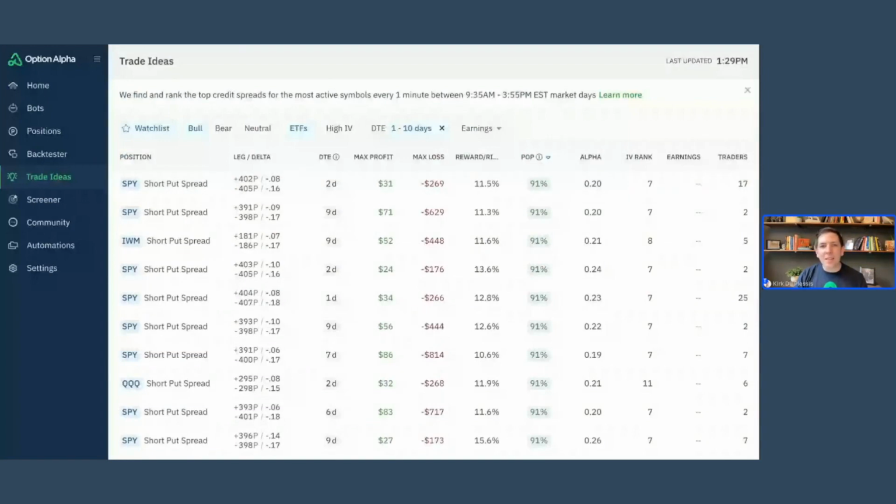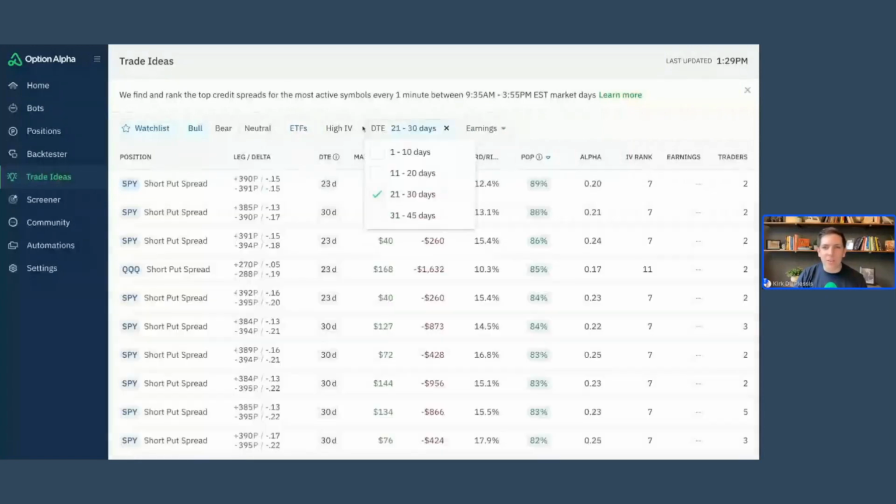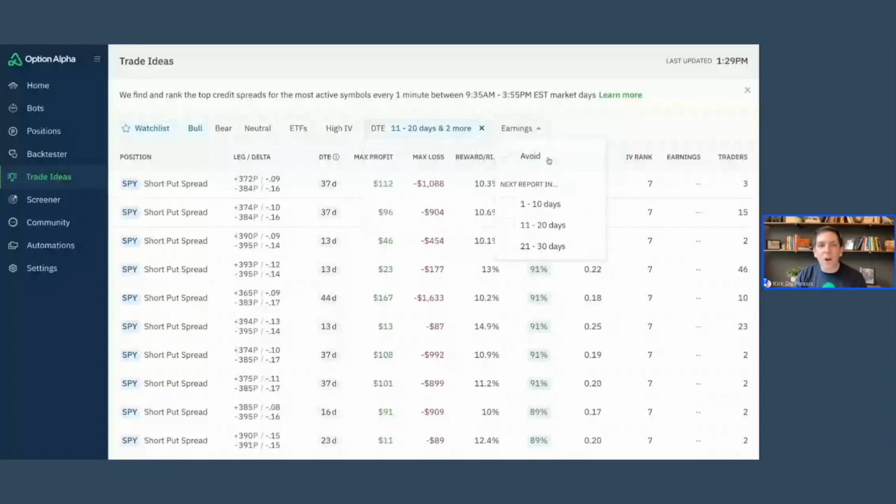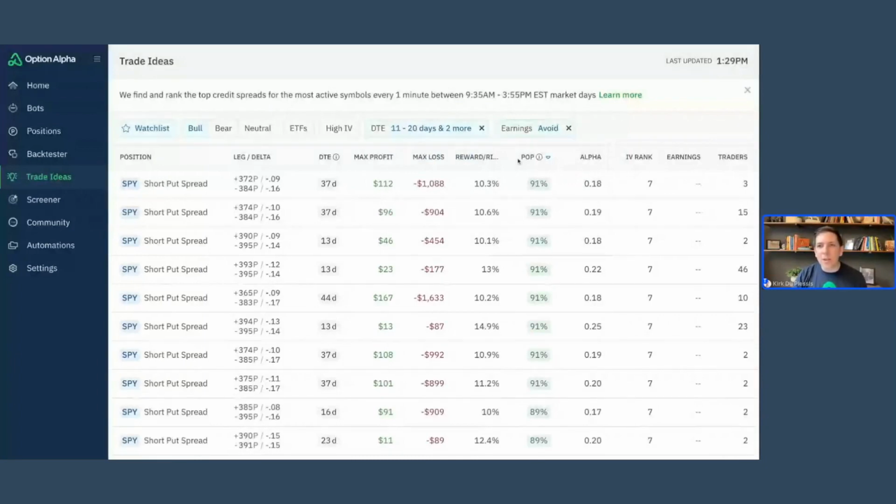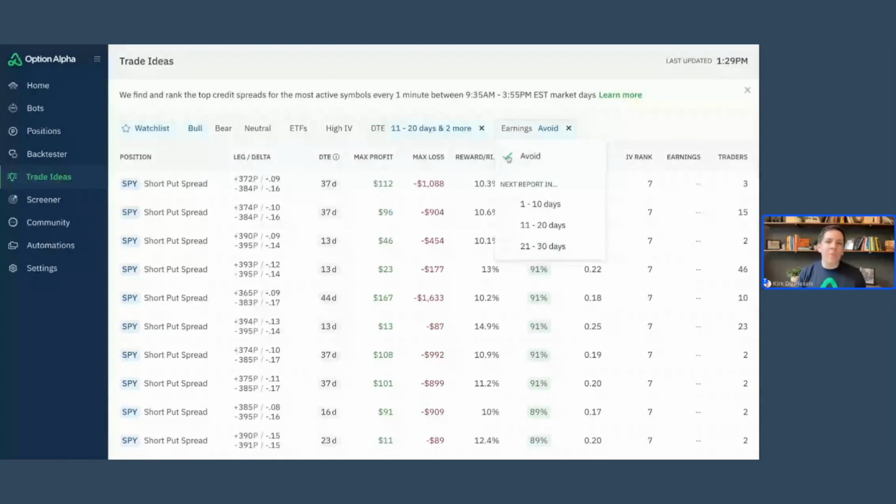And then the last thing that you can do if you want to, and you can go really crazy with this, is you can try to add as many of these as possible. You can say all of these. And then you can say, I want to completely avoid earnings. So if you are willing to trade stuff that's non-ETF, you can just go here and avoid earnings. What that means is that it won't bring up any possible trade ideas that expire after earnings. So all trade ideas would expire before earnings are announced.